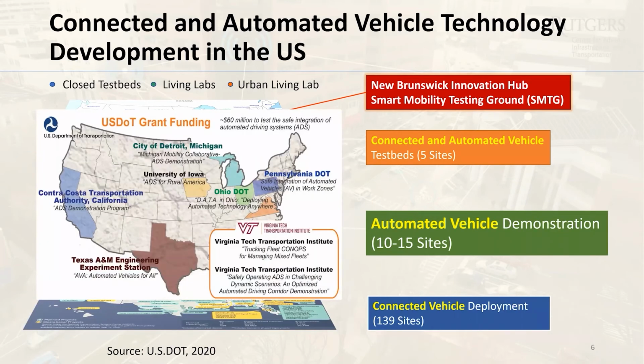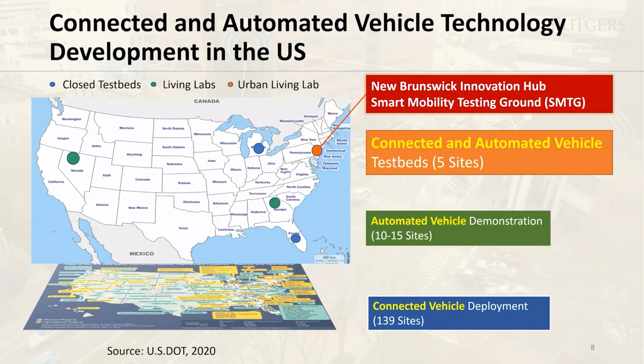Through the US DOT ADS demonstration grant, there have been several developments in establishing automated vehicle demonstration grounds around the country. There are about 10 to 15 sites, including public and private sites, dedicated to testing self-driving technologies. The proposed New Brunswick Innovation Hub is in a tier of its own, along with four other test sites focused on connected and automated vehicles.